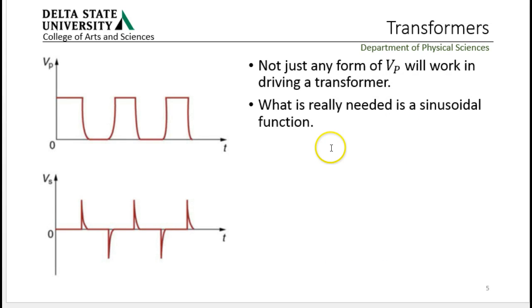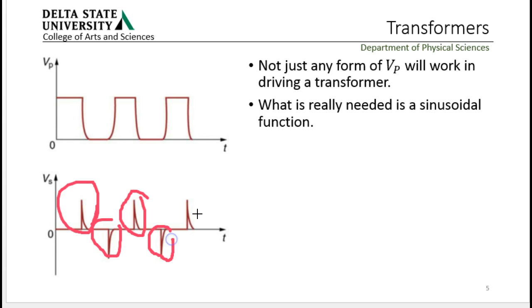Another thing that's important here is that not any form of primary voltage will work. So if you stuck something like a square wave in, then on the secondary you would only see these little spikes, right, whenever the voltage changed on the primary. Because once you have a DC voltage, everything settles down, and there's no change in the flux. So you really only get the edge effects, right?